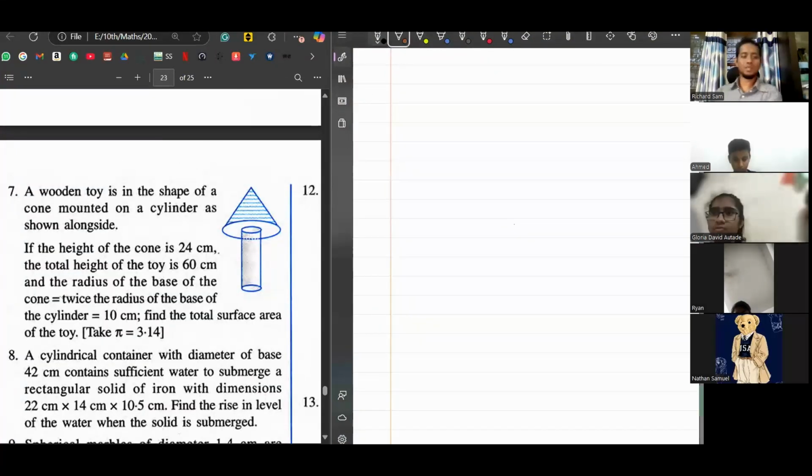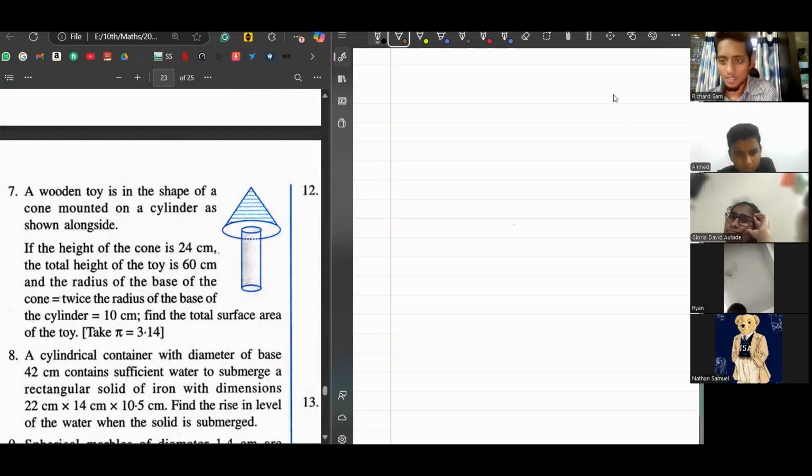Okay, look at this question number 7. A wooden toy is in the shape of a cone mounted on a cylinder as shown in the diagram. Understood? Cone on top, cylinder at the bottom. If the height of the cone is 24 centimeter, and the total height of the whole toy is 60 centimeter, and the radius of the base of the cone is twice the radius of the base of the cylinder, which is 10. So if this is 10, then this will be 20. Find the total surface area of the toy.